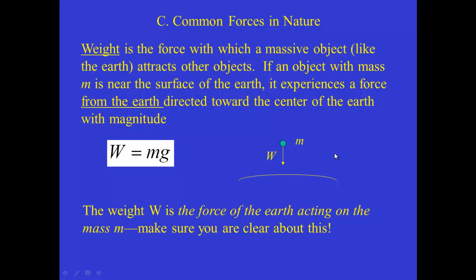So just to remind you again, weight is the force that a massive object like the Earth exerts on other objects near its surface. And the weight for a mass m always has magnitude mg and is directed downward toward the center of the Earth.